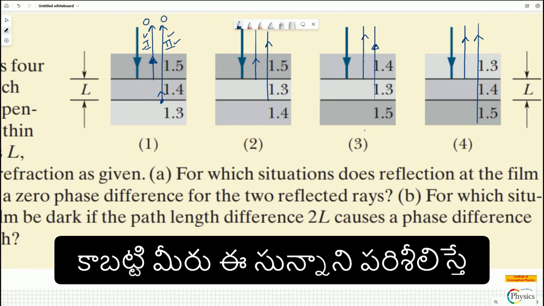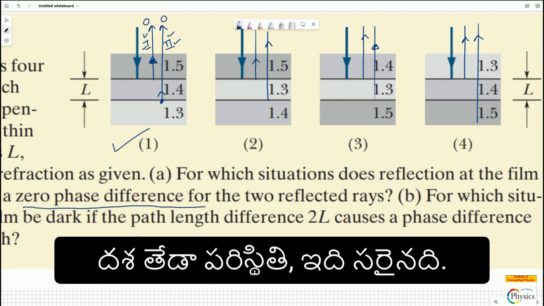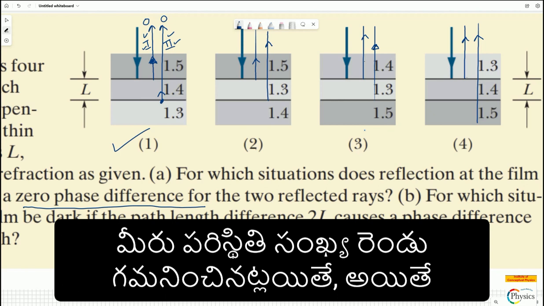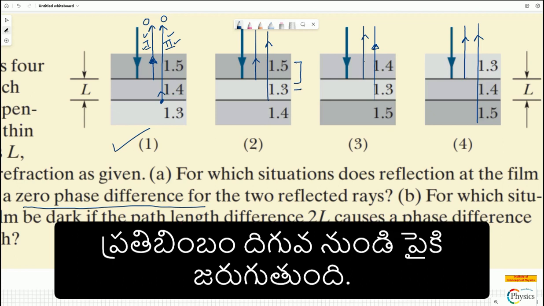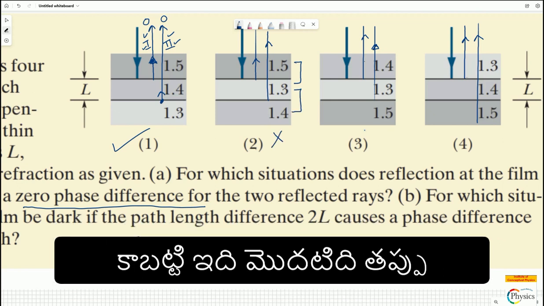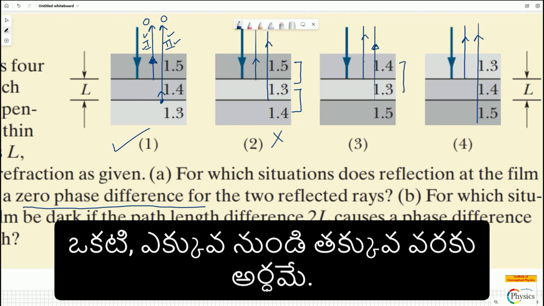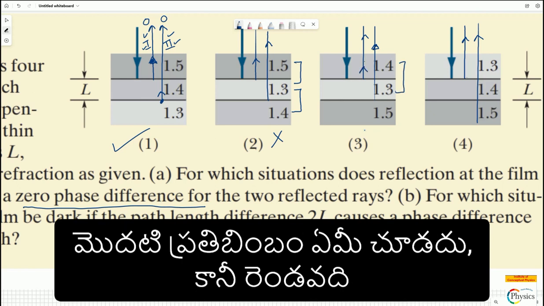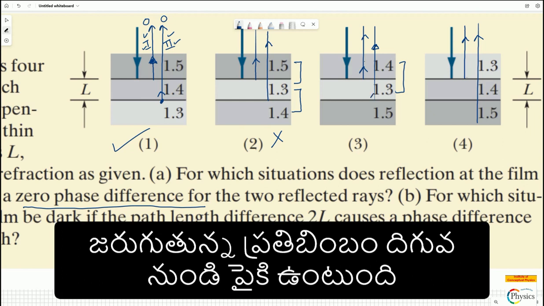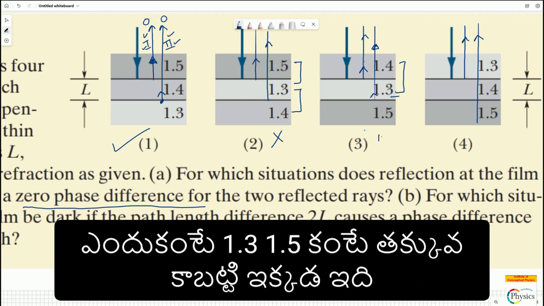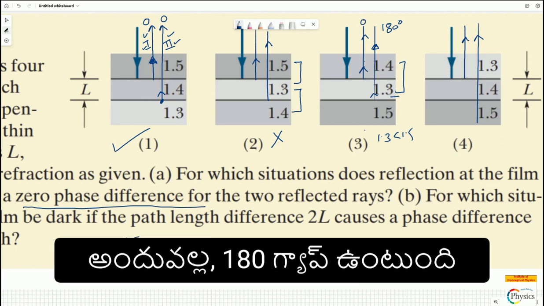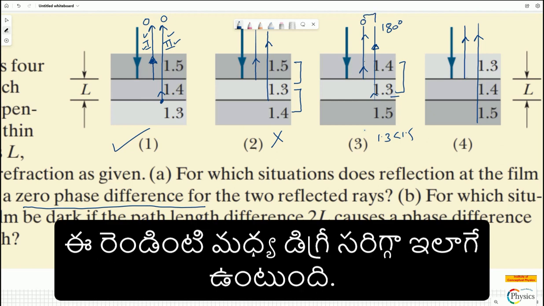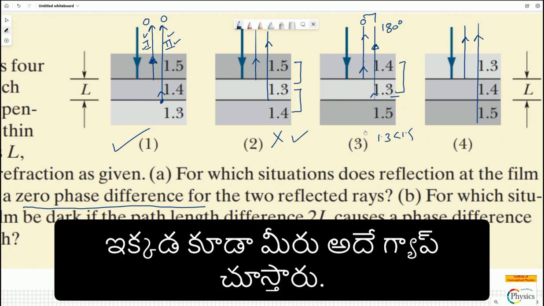So if you look into the zero phase difference situation, this is correct. If you notice situation number 2, although this is higher to lower, the second reflection will happen from lower to higher. So this is wrong. In the first one, higher to lower makes sense. The first reflection will see nothing, but the second reflection is happening from lower to higher, because 1.3 is less than 1.5. So here this will get inverted by 180 degrees. This will be 0 degree. Therefore, there will be a gap of 180 degrees between these two. Here also you will see the same gap.